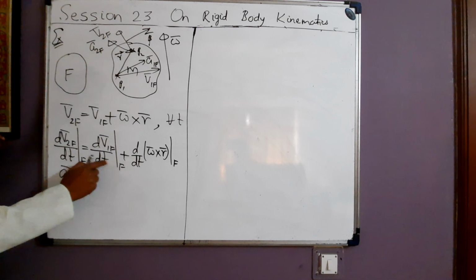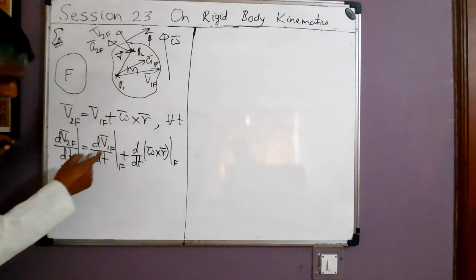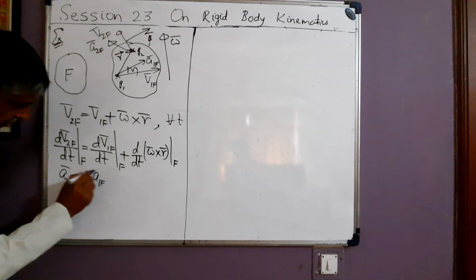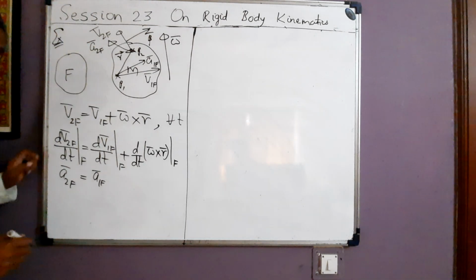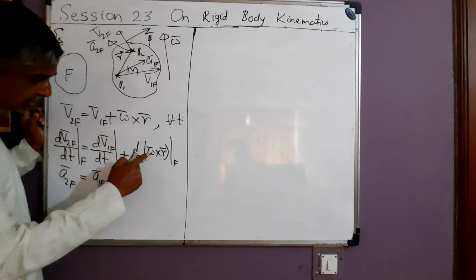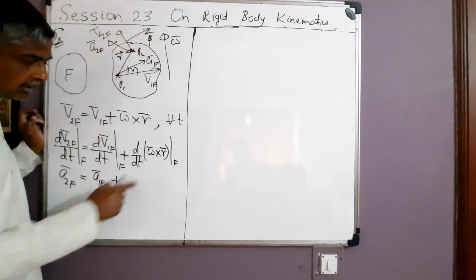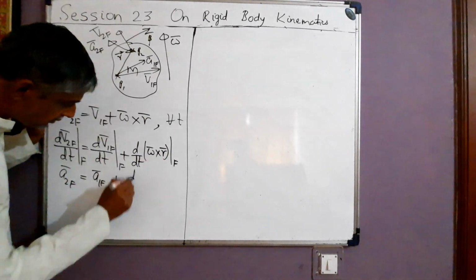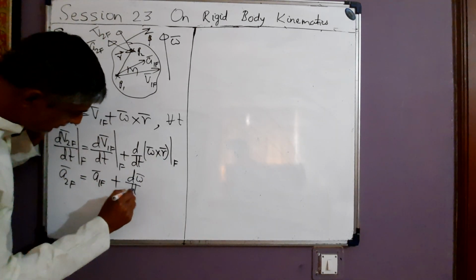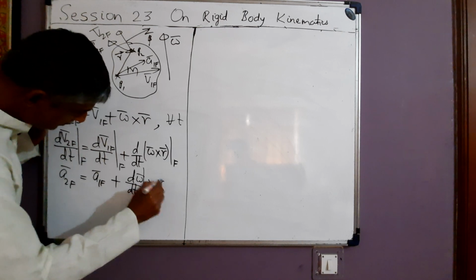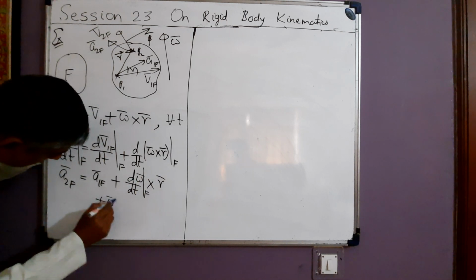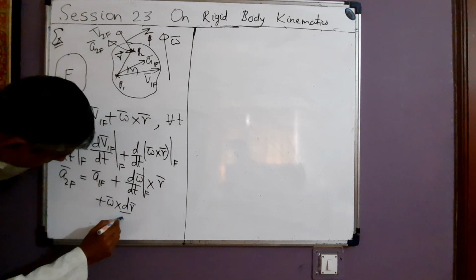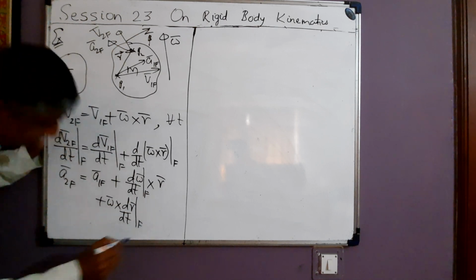This quantity we know from the acceleration stream theory. This quantity is a1f, that is the acceleration of point p1 with respect to frame f at time t. Now this we differentiate using the product rule of calculus, and since cross product is non-commutative, we have to maintain the order of the terms. This becomes d omega by dt in frame f cross r plus omega cross dr by dt in frame f.